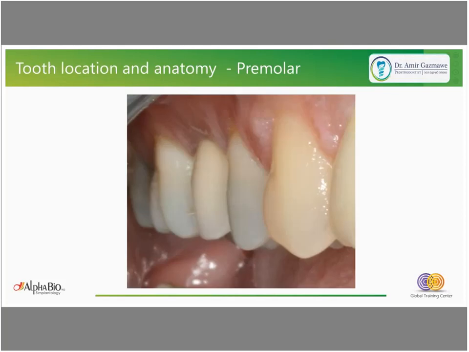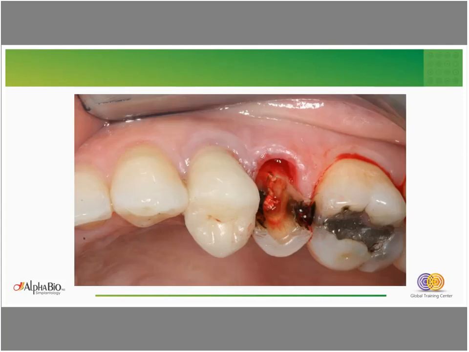In the final restoration, we can see that we have the exact shape of the gingiva, and we have a good integration of soft and hard tissues around the implant and restoration.